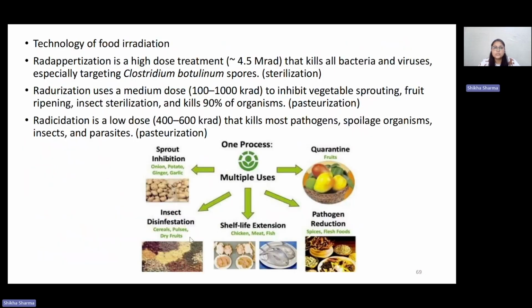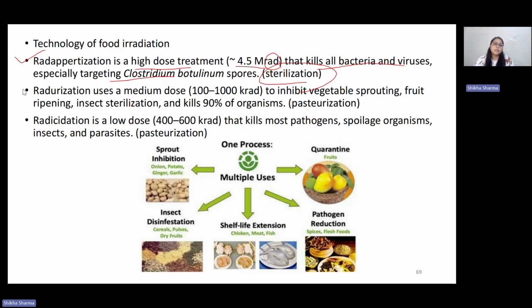This irradiation technology includes radappertization, which is a very high dose used for sterilization purposes, up to 4.5 megarad. The rad is the unit of radiation produced. It kills basically all the bacteria and viruses, especially Clostridium botulinum spores, because it is for sterilization.